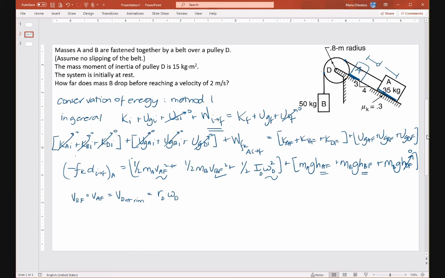Yes. So we have to link the remaining unknowns because there are too many unknowns. We only have one equation. So that means they're linked.